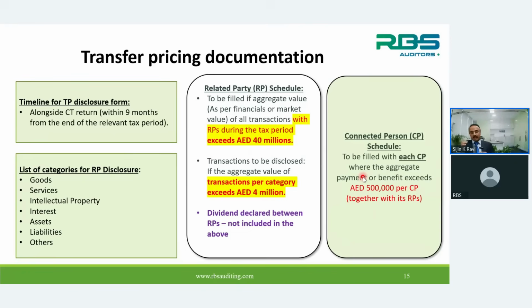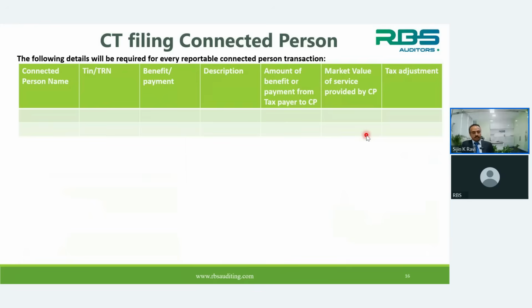In the case of a connected person, it's a separate schedule. You have to fill it for each connected person whose aggregate payment or benefit exceeds 500,000, together with its RP. If it exceeds 500,000, then you have to fill the form and disclose on what basis you valued it. So we'll see exactly what information you have to submit in the tax return.